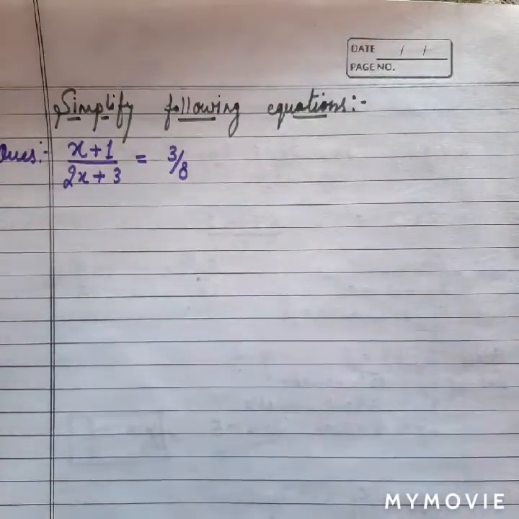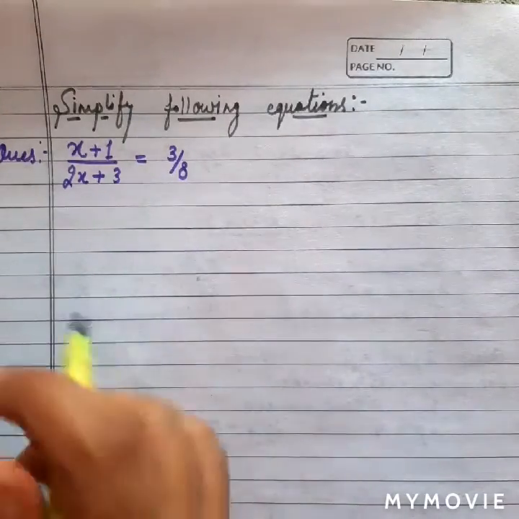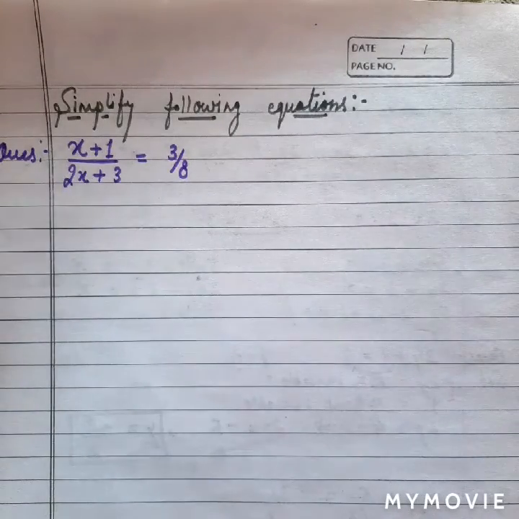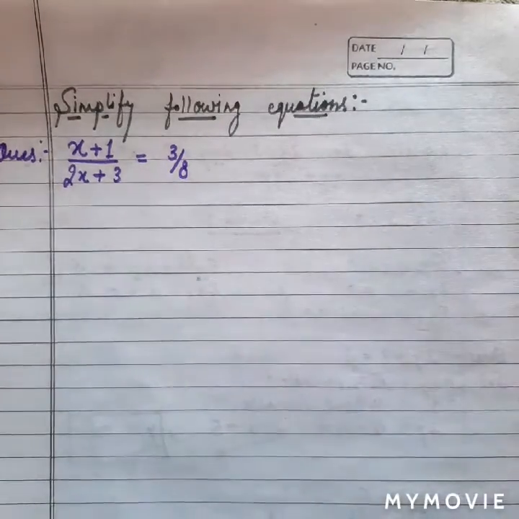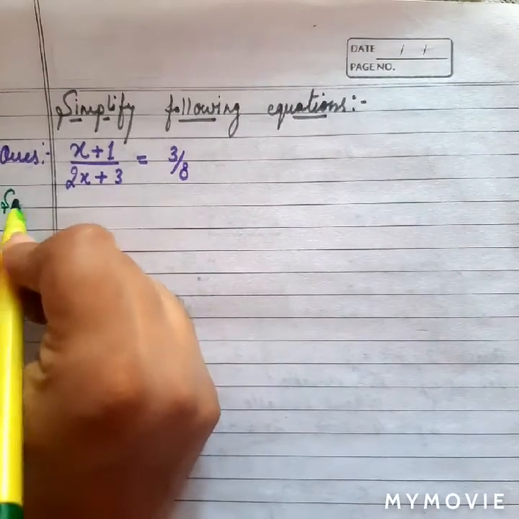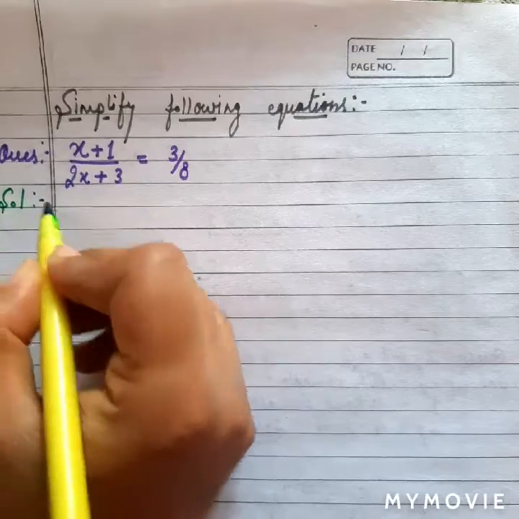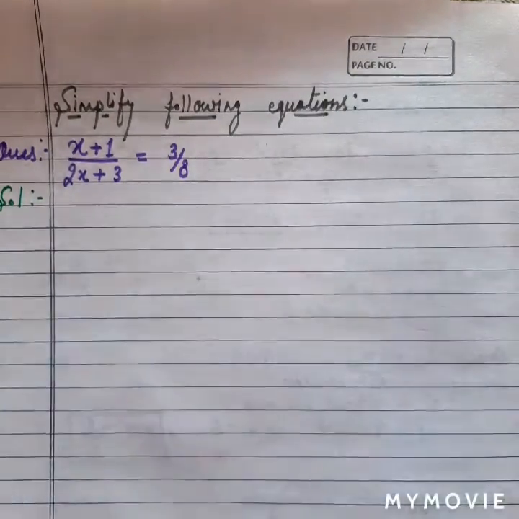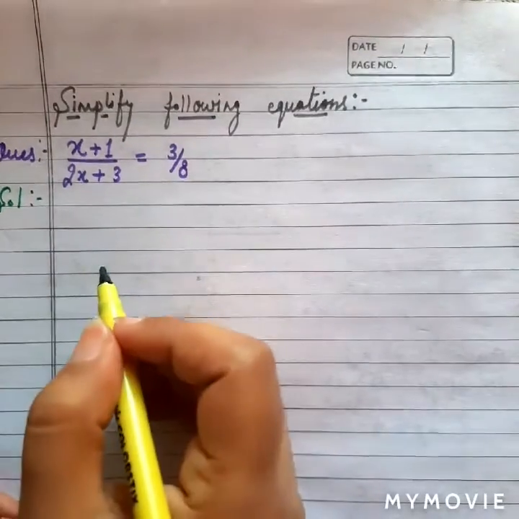Here in this video we will talk about how to simplify these type of equations. I will take some examples and I will explain the solution, like how to solve these type of equations. In my previous video I talked about linear equations in one variable, and these are also linear equations in one variable. The only thing is we have to simplify them.